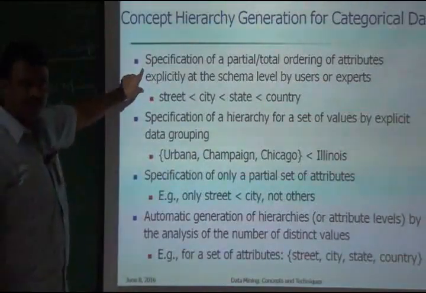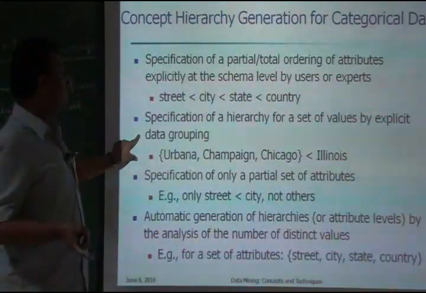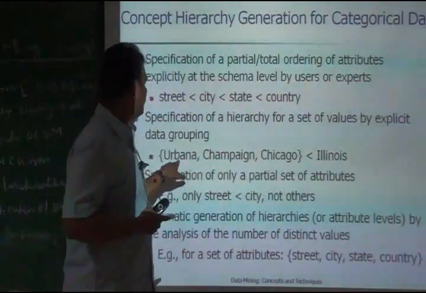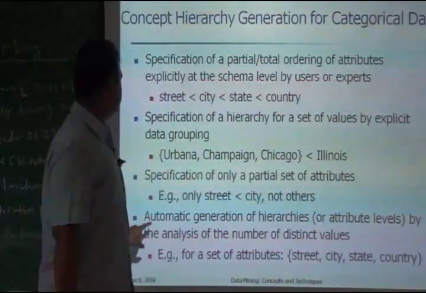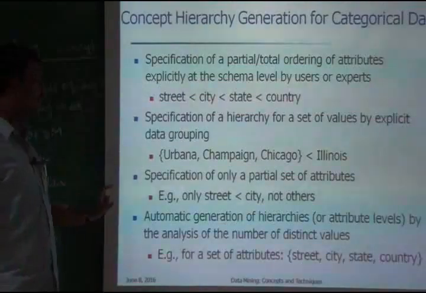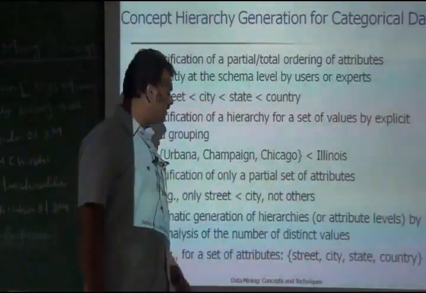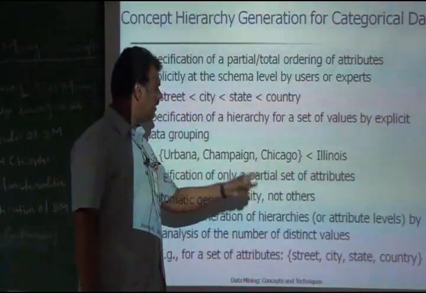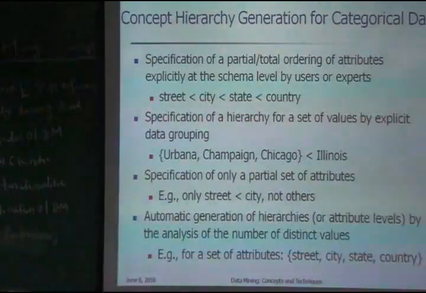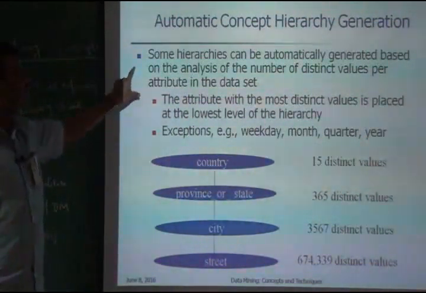The first one, the specification of the partial or total ordering of attributes. Then the specification of a hierarchy: Illinois includes Urbana, Champaign and Chicago. The next one, the specification of only a partial ordering of attributes. The lower-level value city can only be replaced by state. The last one, automatic generation of hierarchy. This is called automatic hierarchy generation.